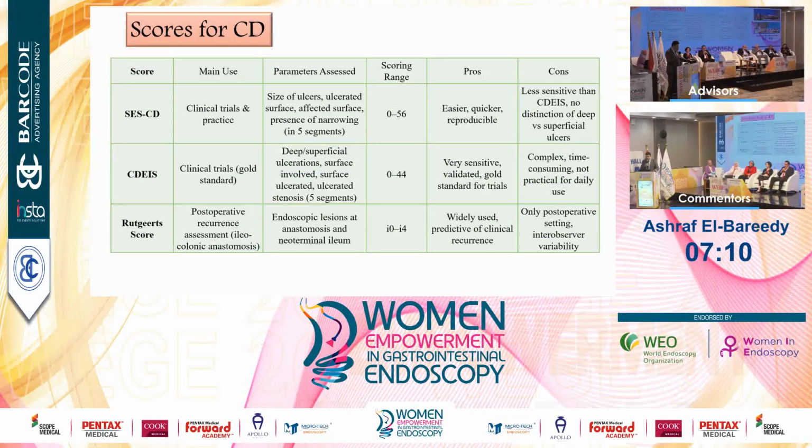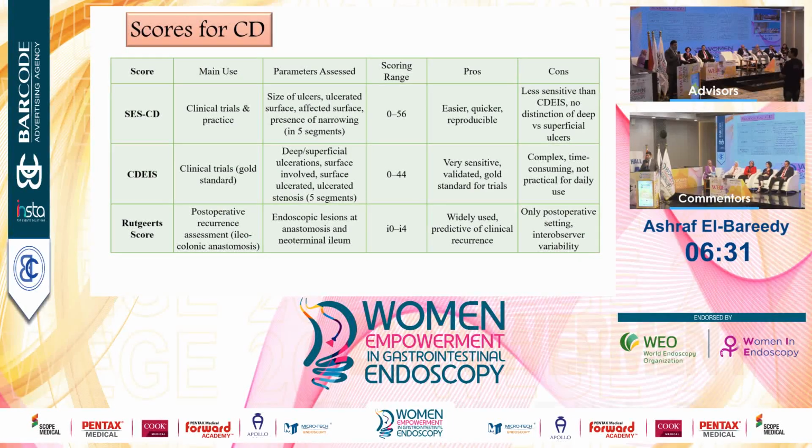For Crohn's disease, the most commonly and widely used scores are the Simplified Endoscopic Score in Crohn's Disease and the Crohn's Disease Endoscopic Index of Severity. The simplified score is easier, quicker and reproducible, but less sensitive than the Crohn's Disease Endoscopic Index of Severity, and there is no distinction between superficial and deep ulcers in the simplified score. While the Endoscopic Index of Severity for Crohn's disease is very sensitive and validated, and it's the gold standard in clinical trials, it's complex and time-consuming.